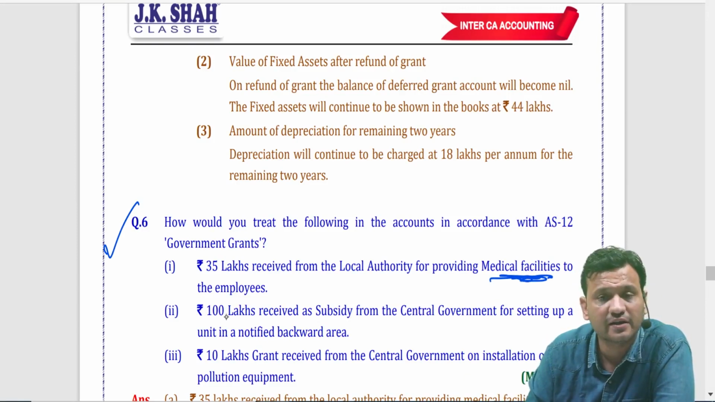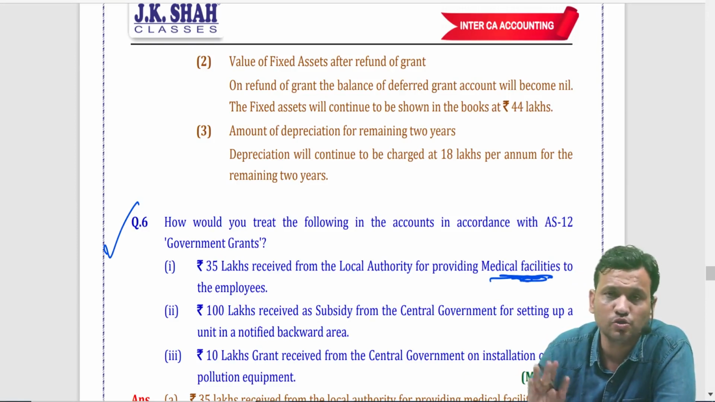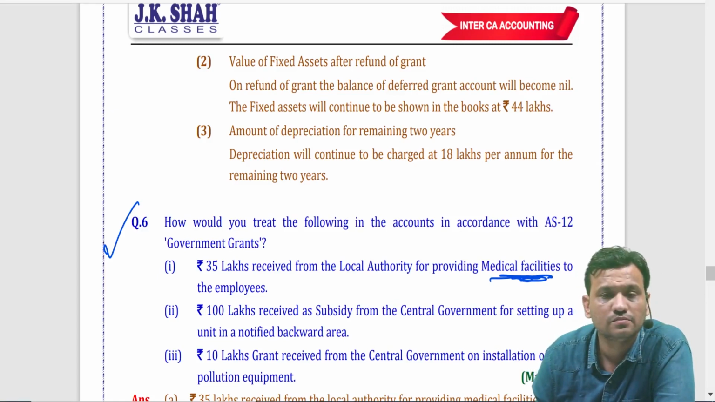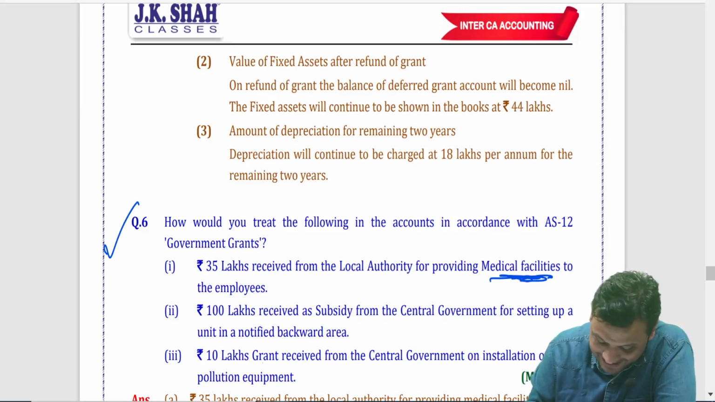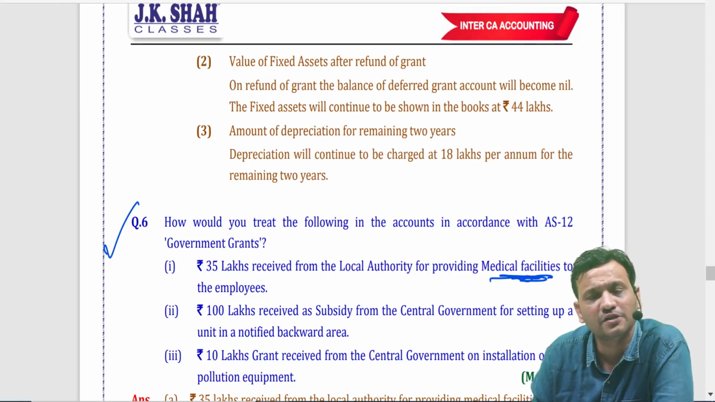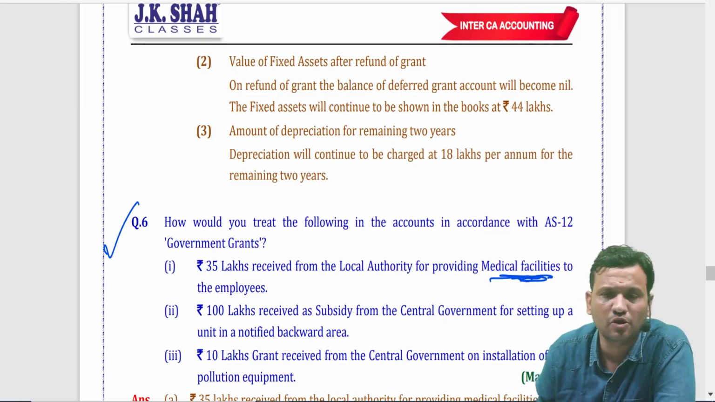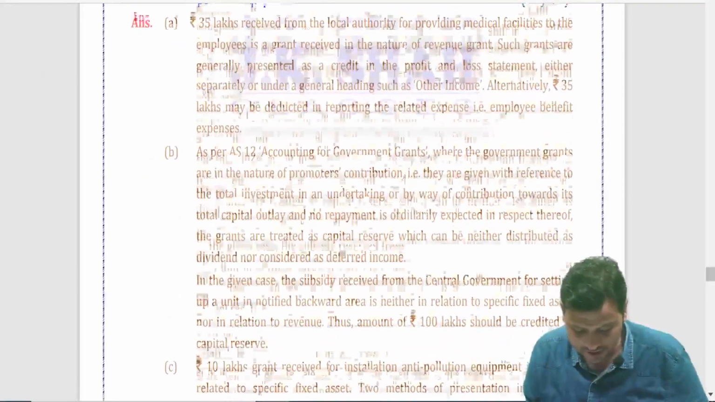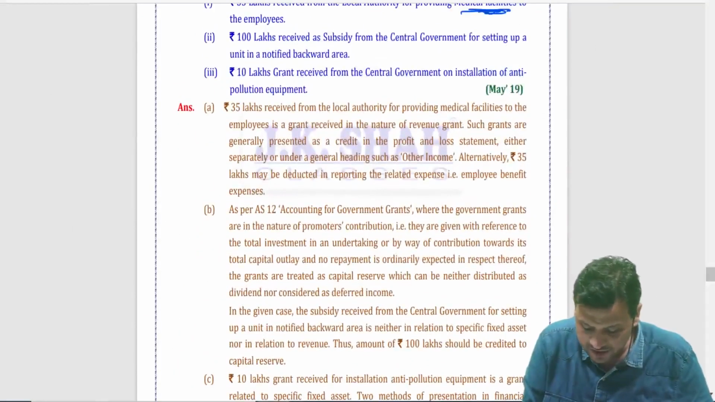Friends, this 100 lakh received as a subsidy should be credited to capital reserve account. 10 lakhs received from central government on installation of anti-pollution equipment. This is nothing but a grant received for purchase of an asset. So reduce it from the cost of the asset or treat it as deferred grant. This is a May 19 question, friends. See, 35 lakhs received should be credited to profit or loss account.